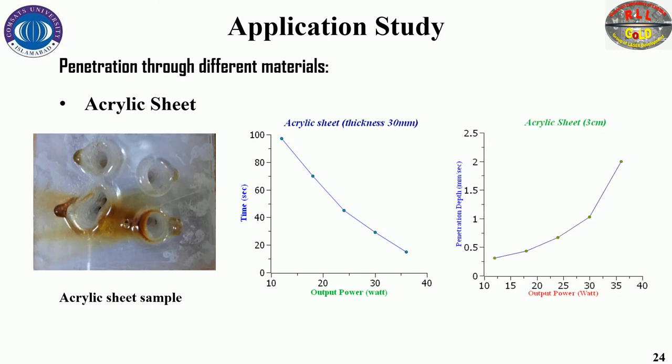On these data we also find a penetration depth rate with output power. With these data we can estimate the time the beam will take to penetrate a certain length of acrylic sheet if the power of the output beam is known. We find that the penetration depth rate of the 40 watt output power beam through acrylic sheet is 0.22 millimeter per second.